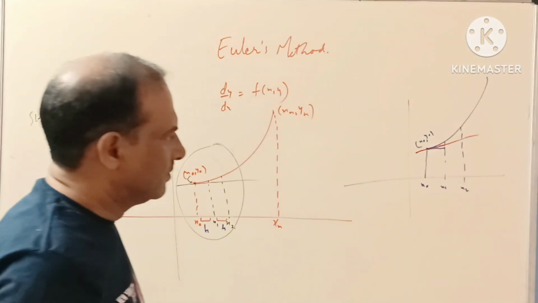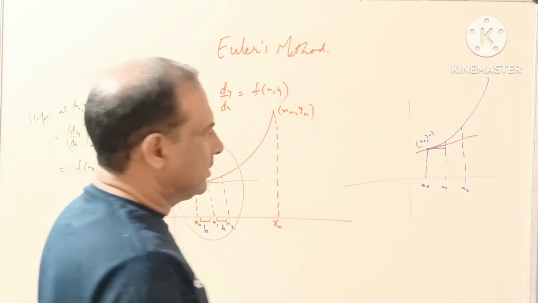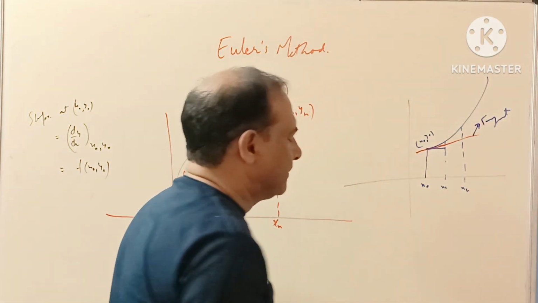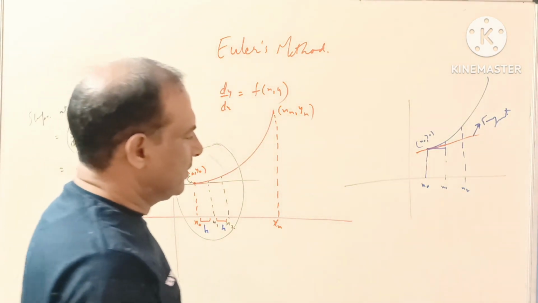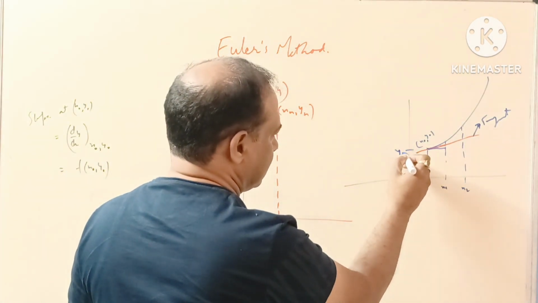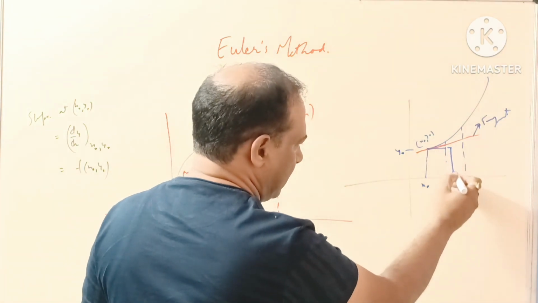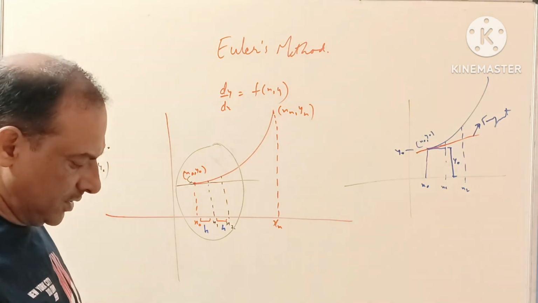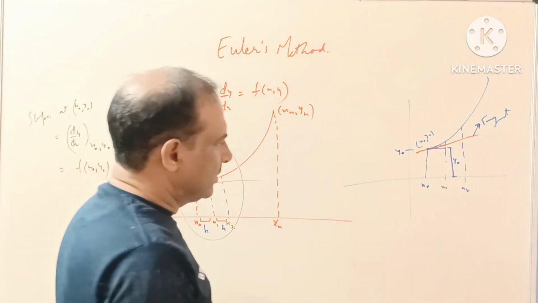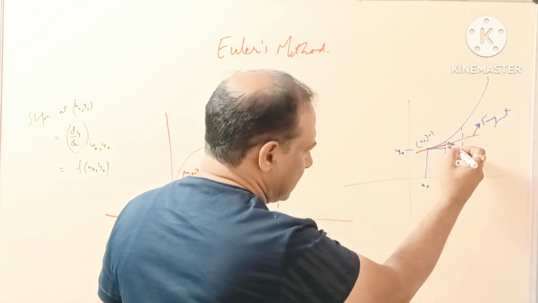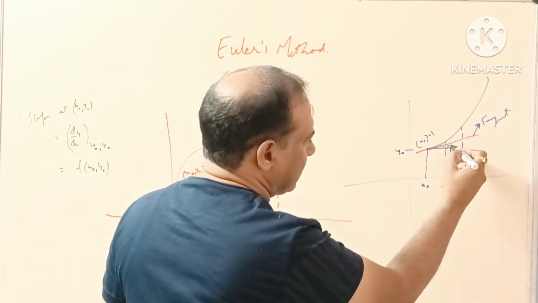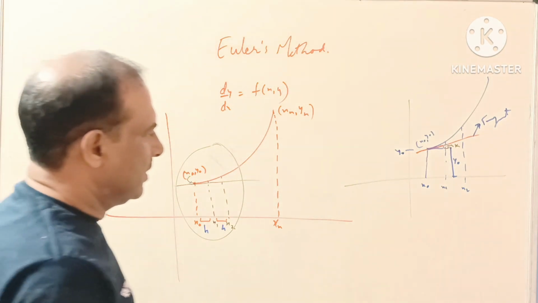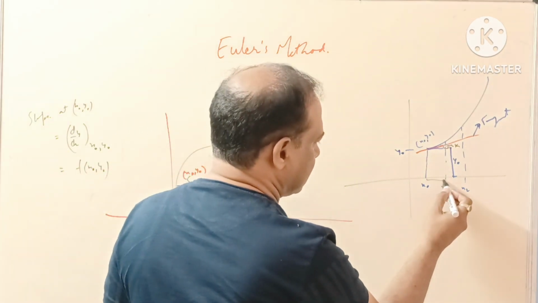Okay, understand? The red line shows the tangent. This is the tangent. Clear? Now what happened? This part is y naught. Here this will be y naught. And the part remaining in this part, this one, this will be k. Understand? And here this is h.